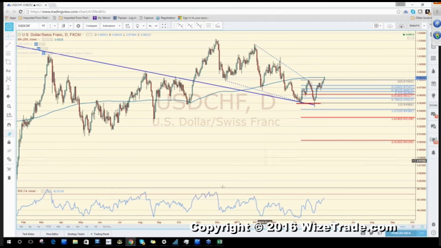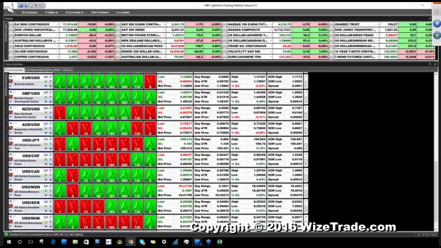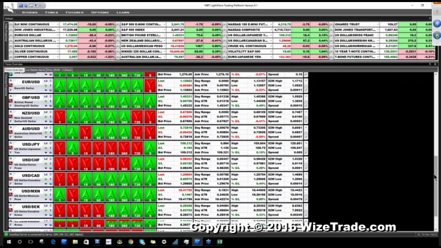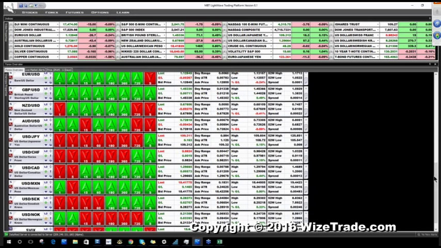But anyway, it could be like a little black swan event, couldn't it be? Could you imagine the Fed raises rates and then a week later the UK votes to leave the EU? Holy crap! That would be a black swan type of event.